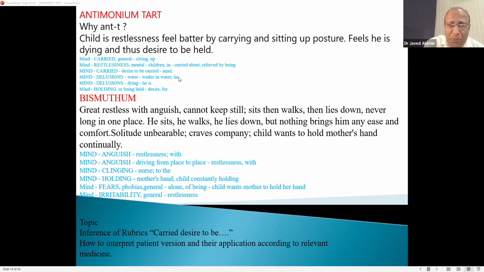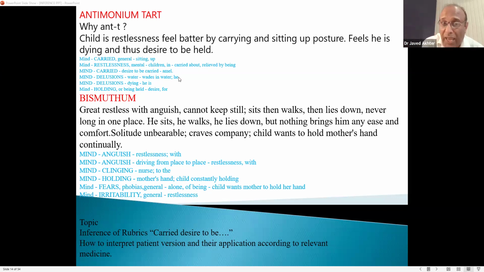Okay. So why Bismuth? Great restlessness with anguish. Cannot keep still. Sits, then walks, then lies down. Never long in one place. He sits, he walks, he lies down, but nothing brings him any ease and comfort. Solitude is unbearable. Craves company. The child wants to hold the mother's hand continually. Basically, these are the things.